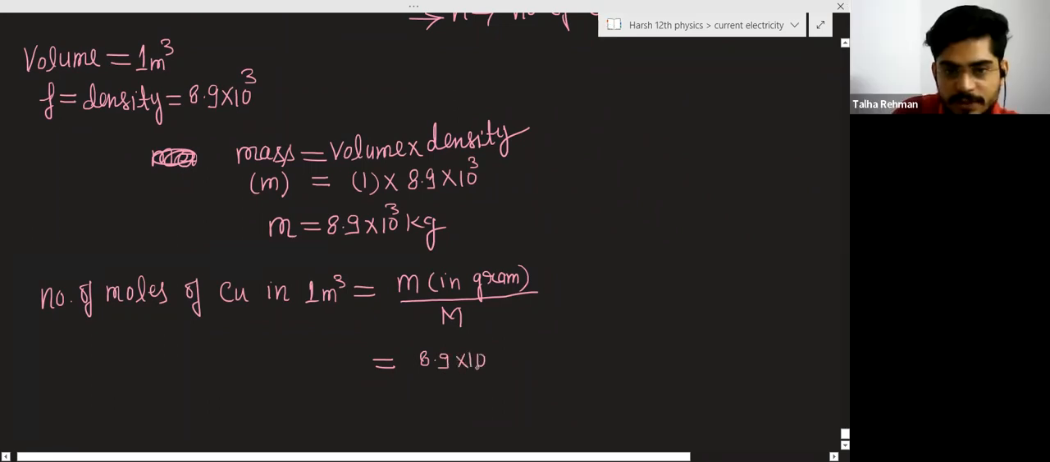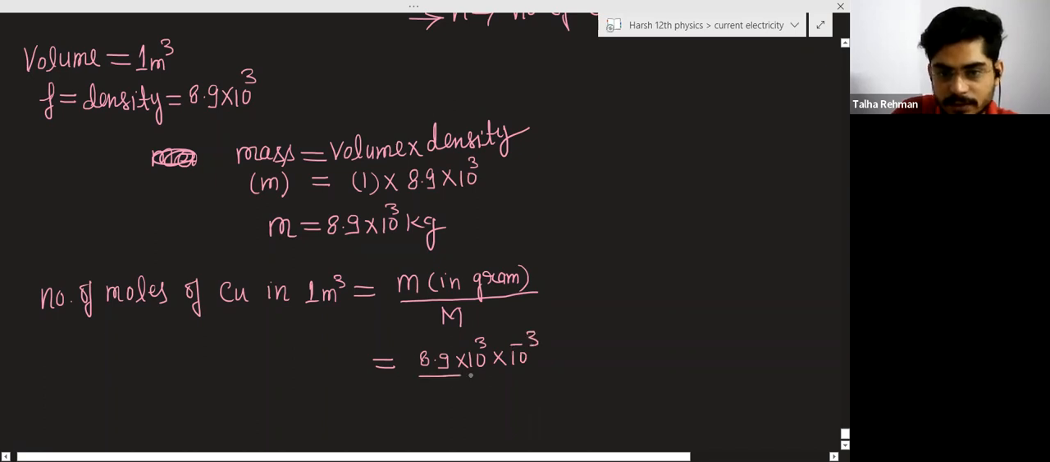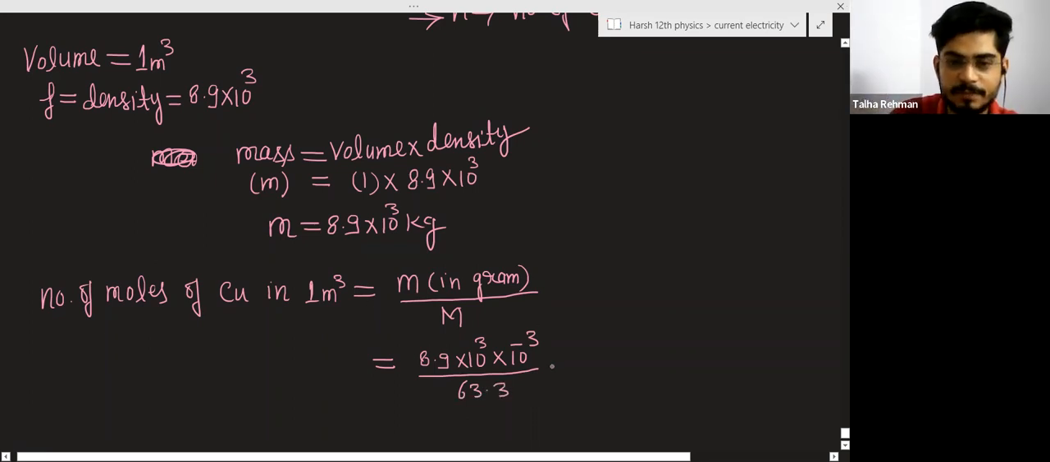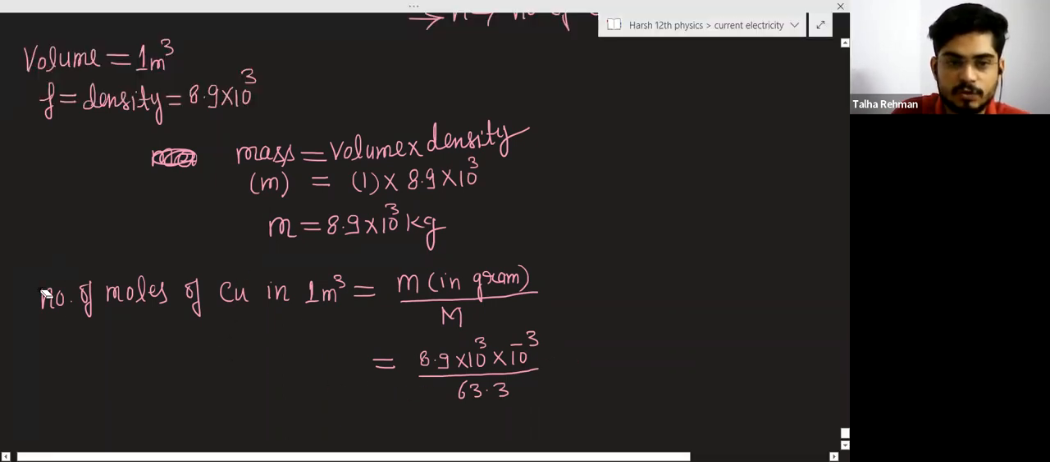8.9 into 10 to the power 3 is in kg, and 1 kg is equal to 1000 gram, 10 to the power 3 grams. So you will multiply here with 10 to the power -3. And molecular weight is given as 63.5. When you calculate this, you will get the number of moles in 1 meter cube of copper. We have this number of moles in 1 meter cube.